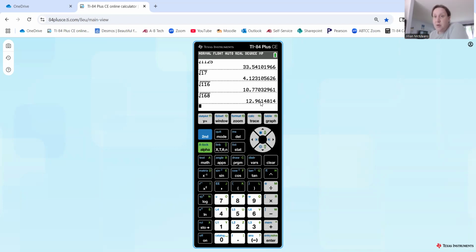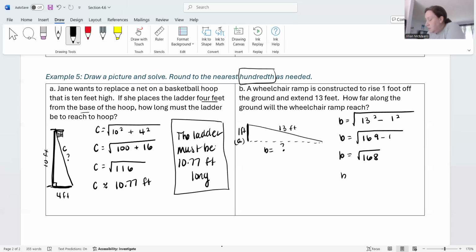So that 6 is in the hundredths place. To the right of that is a 1, which tells me to round down. So we would say that this ramp needs to be approximately 12.96, I think it was. Let me check really quick. Square root of 168. Yeah, 12.96 feet along the ground. Okay, so the ramp itself has to be 13 feet long. That means from here to here, we need to be a distance of 12.96 feet. So almost 13 feet, but a teeny tiny bit less.